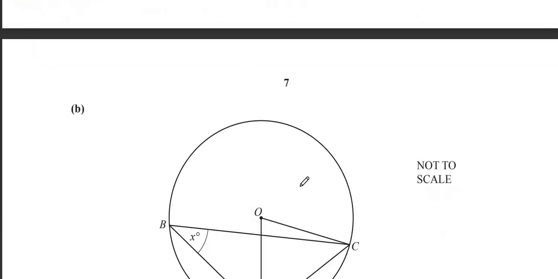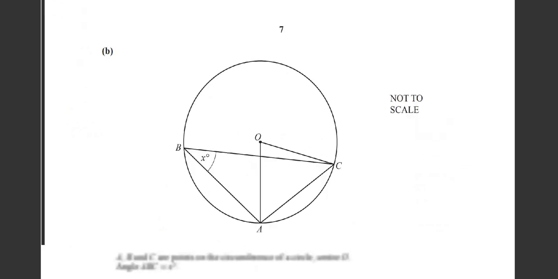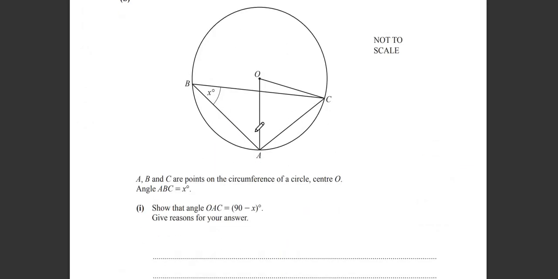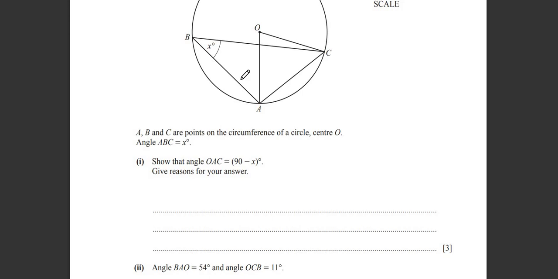Let's move on to the next question. Now the next question is part B, and it says A, B, C are points on the circumference of a circle, center O, angle ABC is x. Show that angle OAC, basically they are asking for this angle, is 90 minus x. Give reasons for your answer.